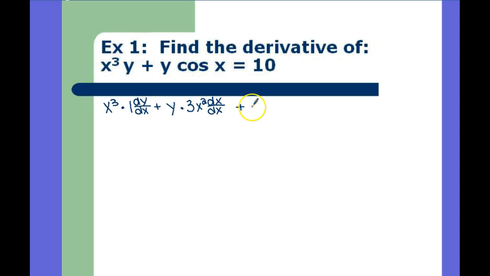Plus the next part of the problem. So first times derivative of second. I know it's been a while. What's the derivative of cosine? Negative sine. Awesome. And this is variable, so you need dx/dx. Plus the second, which is cosine, times derivative of the first, which is 1 dy/dx, equals the derivative of a constant.